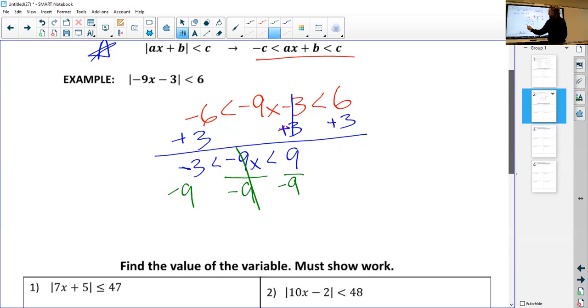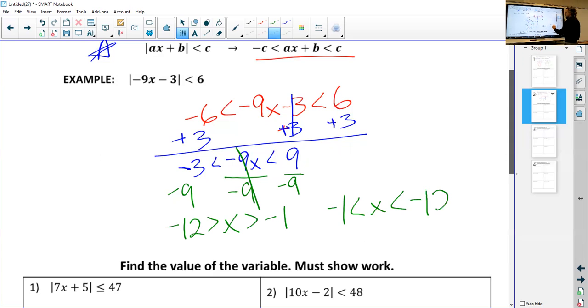So this is going to become negative 3 divided by negative 9, which is negative 12... Actually, it's going to be greater than x, greater than, and then 9 divided by negative 9 is negative 1. And then again, due to the limitations of Canvas, we're going to want to swap this around and say negative 1 less than x less than negative 12. Okay, hopefully I did that right. And that's it. So try out some more.